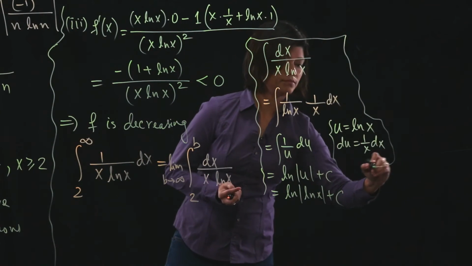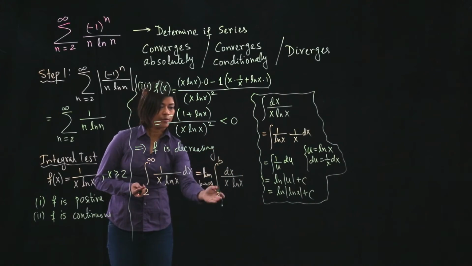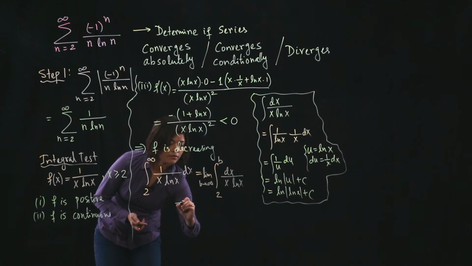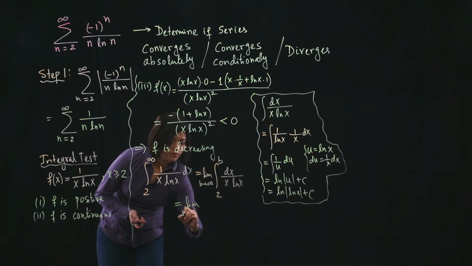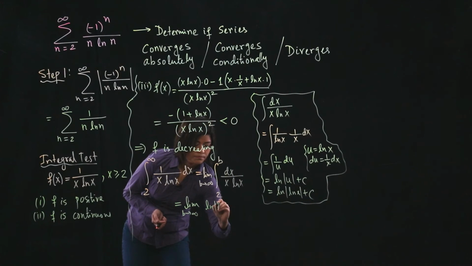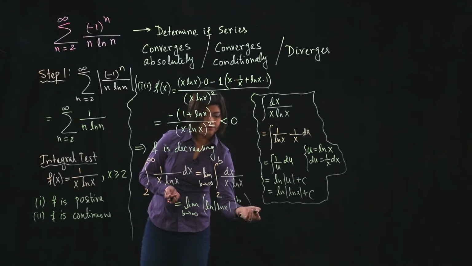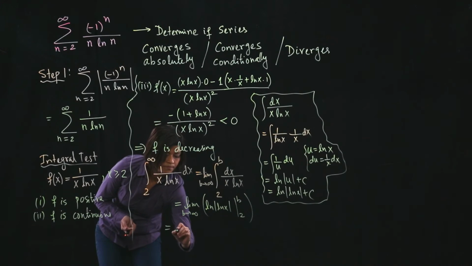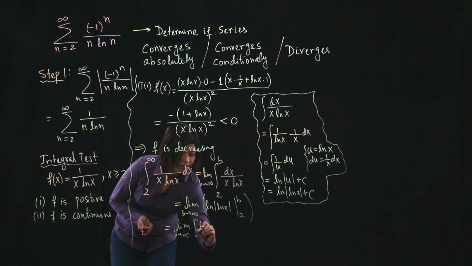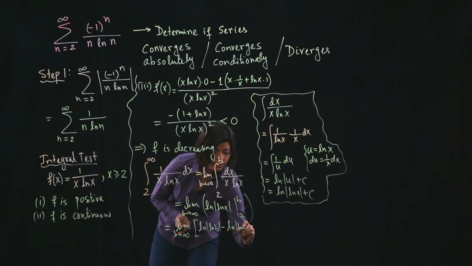Okay. So we have our antiderivative. Plug it in here, plug in the limits, and then take the limit. Okay. So we have ln of ln of x from 2 to b. So plug in b for x and then plug in 2 for x. When you plug in b, you get ln of ln of b minus ln of ln of 2.